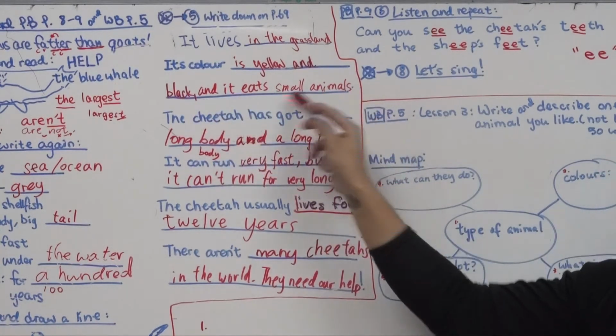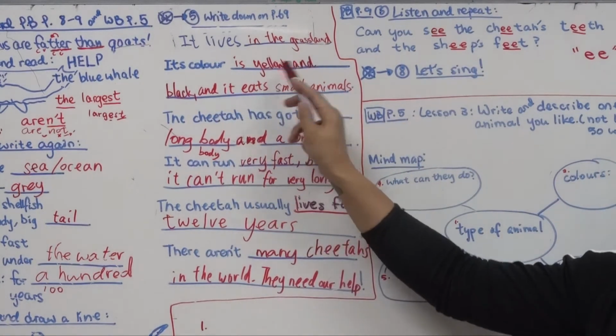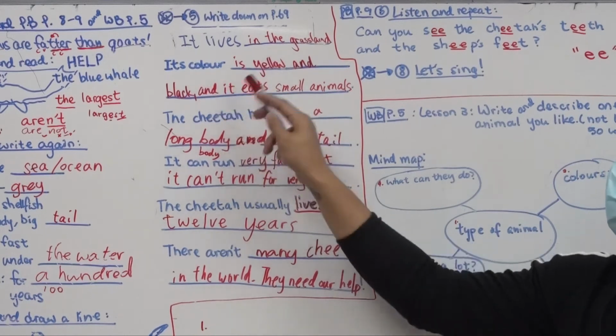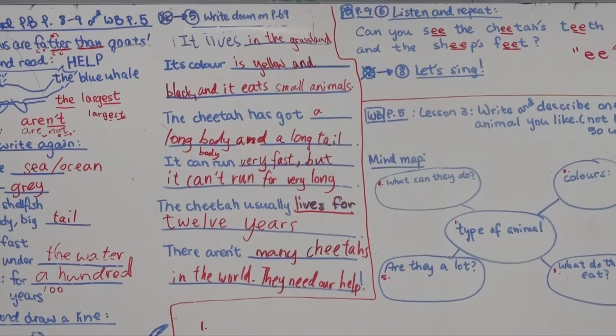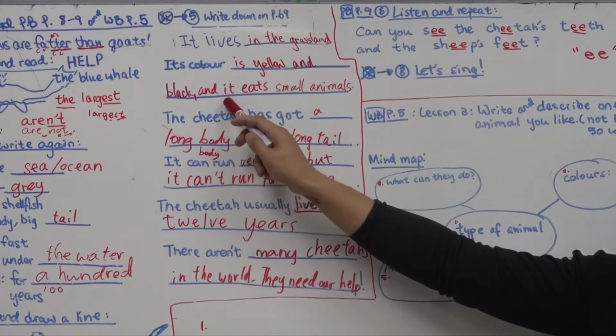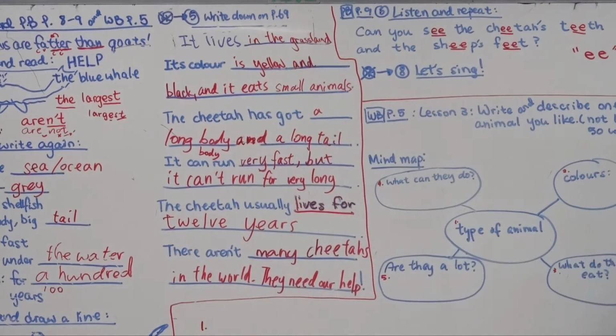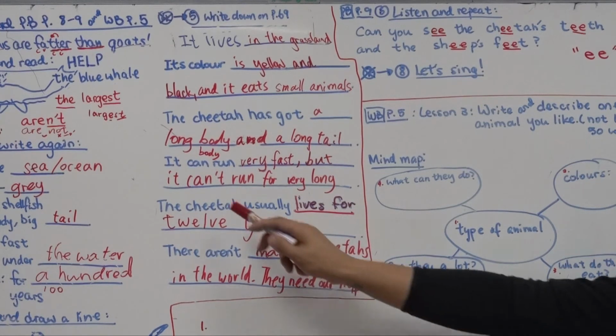Here we're talking about food to eat. So these two are different. Color and food to eat are different, so you put a comma, please. And it eats small animals. Don't forget the S with eat, because we have the subject pronoun it. So it eats small animals. Write down: it can run very fast, but can't run for very long.